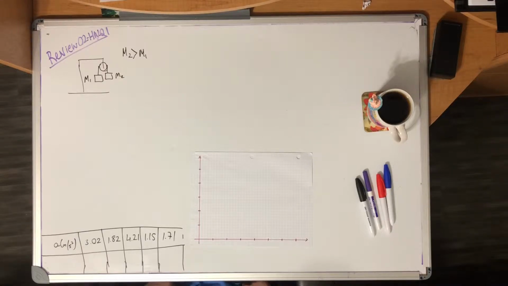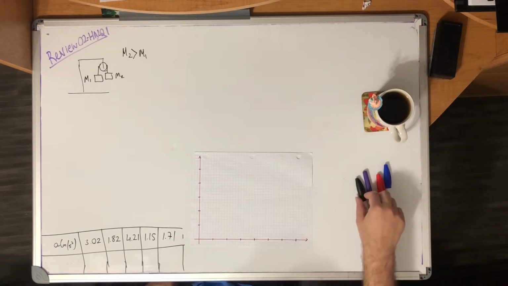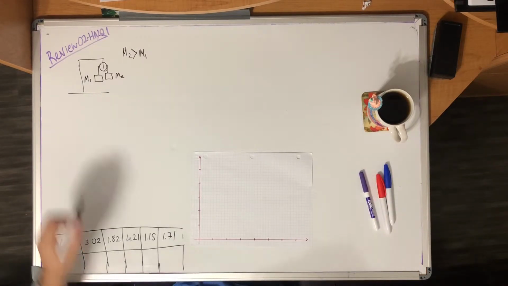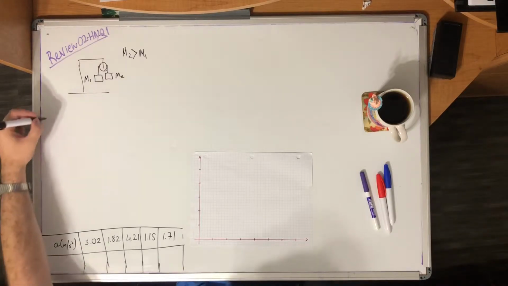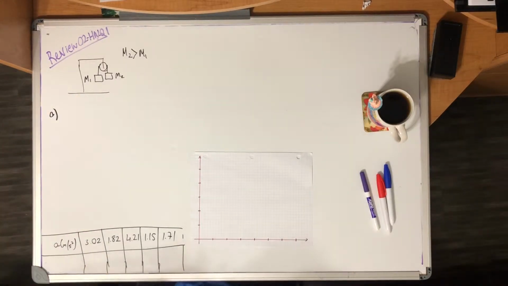Hi guys, this is review 2 homework question number 1. Let's get started. You have two masses, M1 and M2, in an Atwood machine, and they say M2 is always greater than M1, and in part A they are simply asking for the free body diagram.